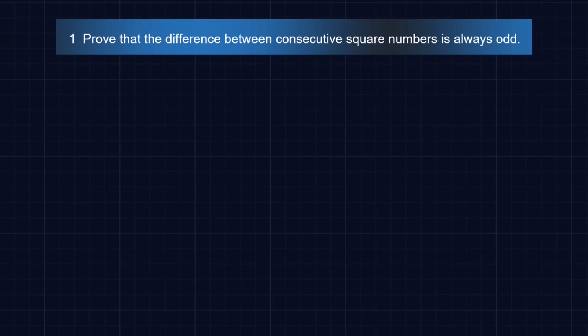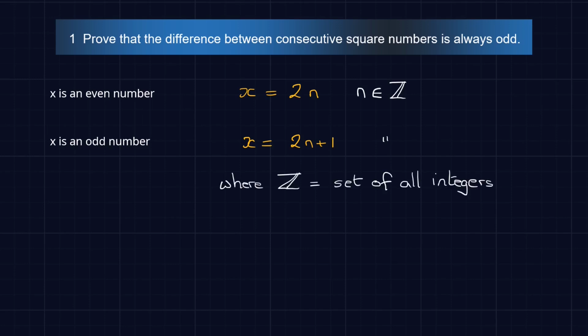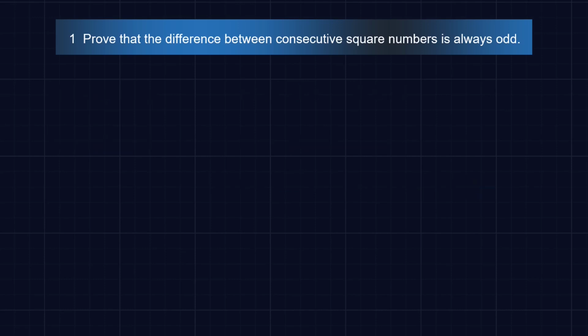Before we can start, we need to know how to handle odd and even numbers. If a question says x is even, we know x can be written as 2 times n. And if it's odd, we can write x equals 2n plus 1. But that's not enough in a proof question. We have to state that n must be a whole number, an integer. To speed things up, it would be good to use set notation and to write n is a member of the set Z, where Z is the standard notation for the set of all integers. Back to our question.